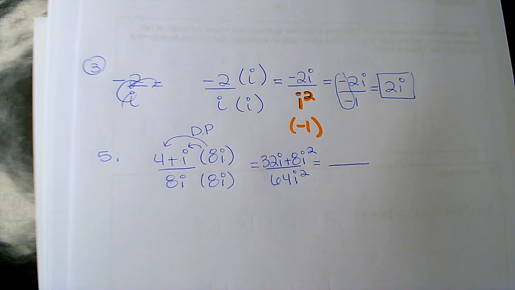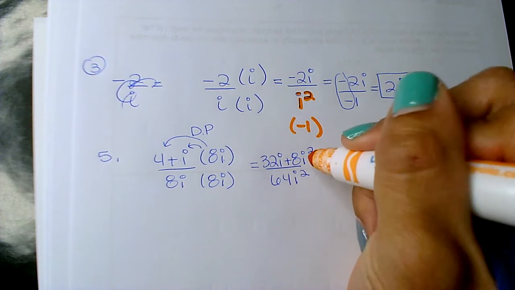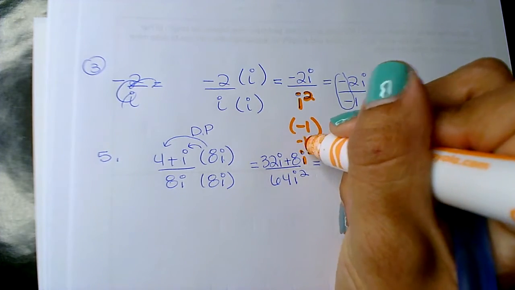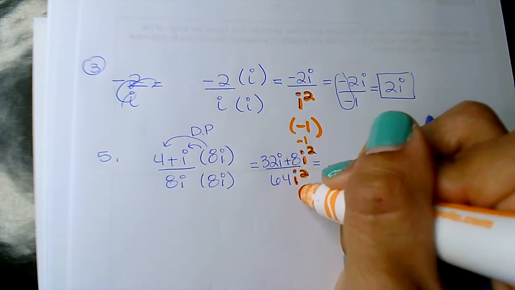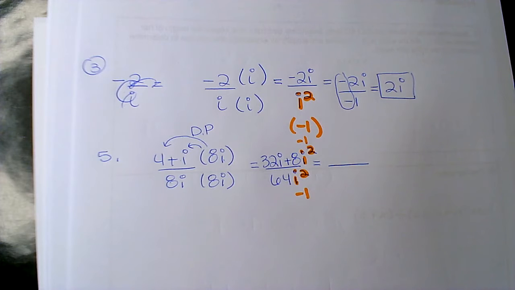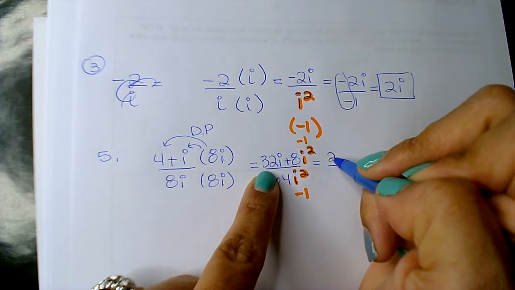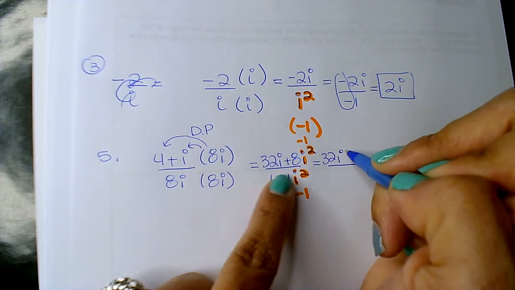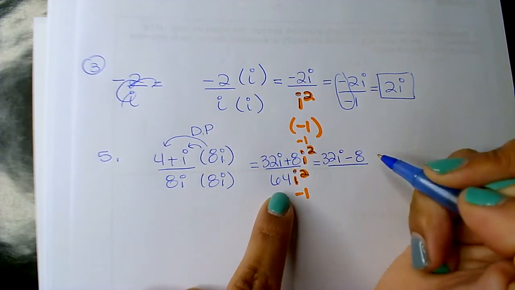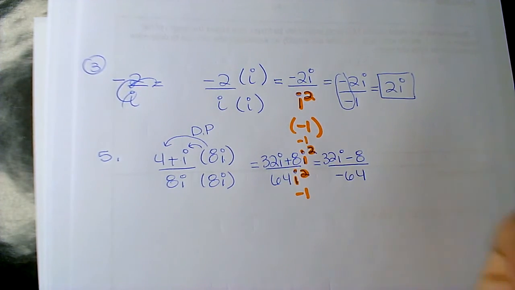Okay, but we do not want the i squared. We're going to replace it with the equivalent negative 1, right? And then multiply, which means you switch the sign. So this is going to go to a negative 1, and this is going to go to the negative 1, right? So I end up with 32i minus 8 and negative 64.